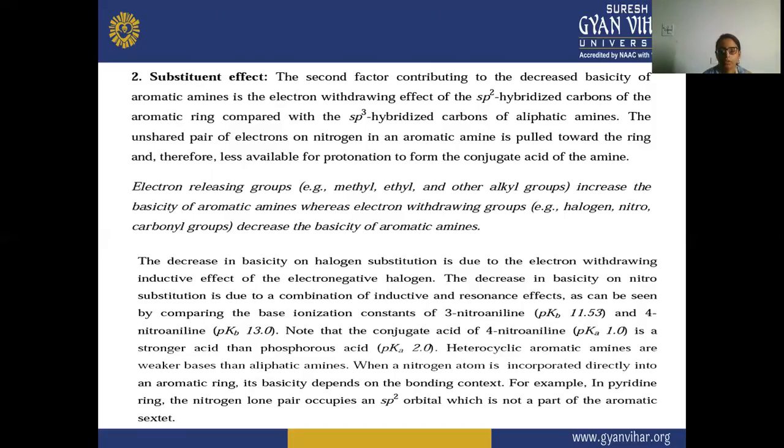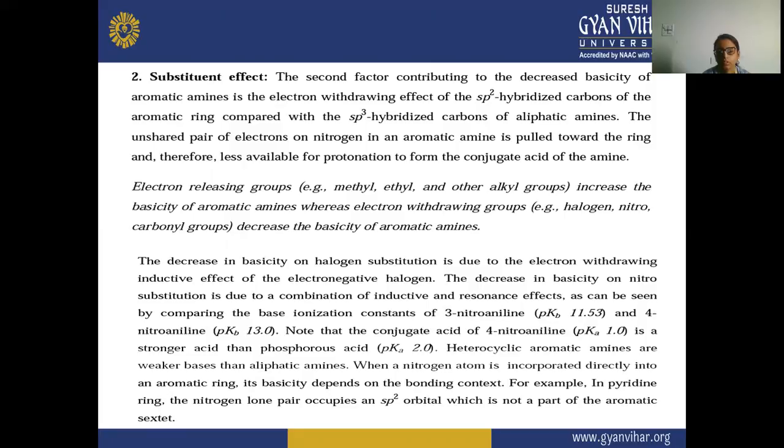Note that the conjugate acid of 4-nitroaniline is a stronger acid than phosphoric acid. So the conjugate acid of 4-nitroaniline is a stronger acid.